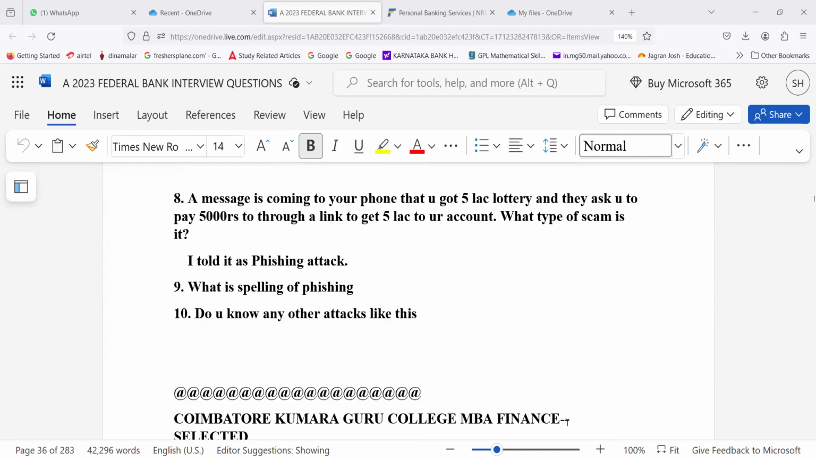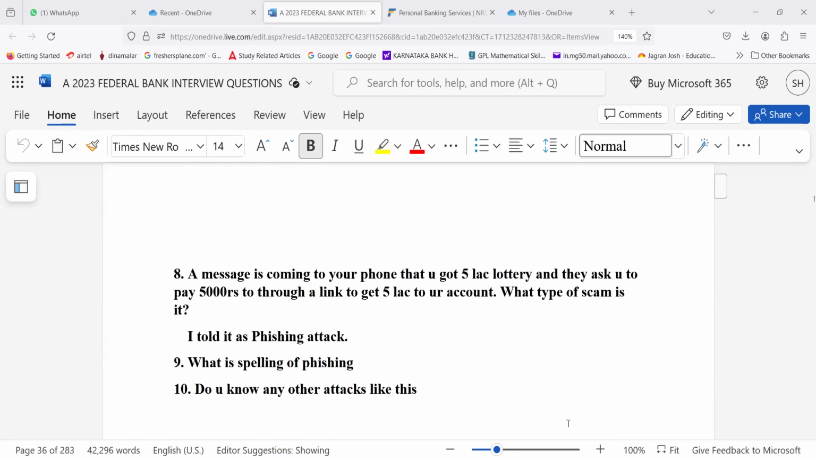Yes, sir. The eighth one, on phishing attacks. A message comes to your phone that you got a 5 lakh lottery, and they ask you to pay 5,000 rupees through a link to get 5 lakhs into your account. What scam is this? It is a phishing attack, sir. Basically, it comes under smishing, where an SMS is sent to an individual faking a well-known identity. Under phishing, it comes to smishing.